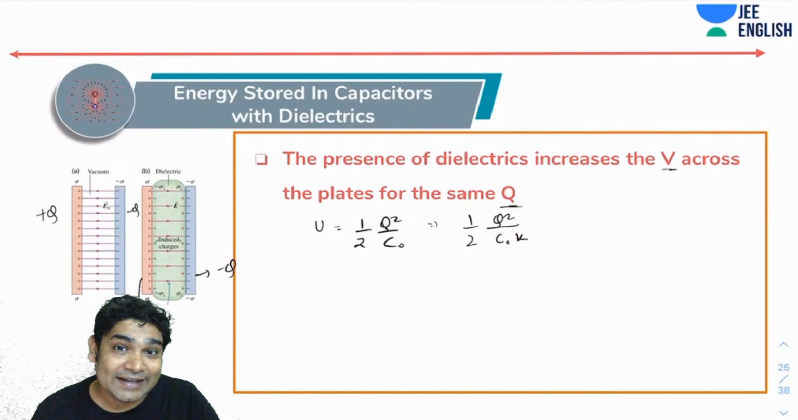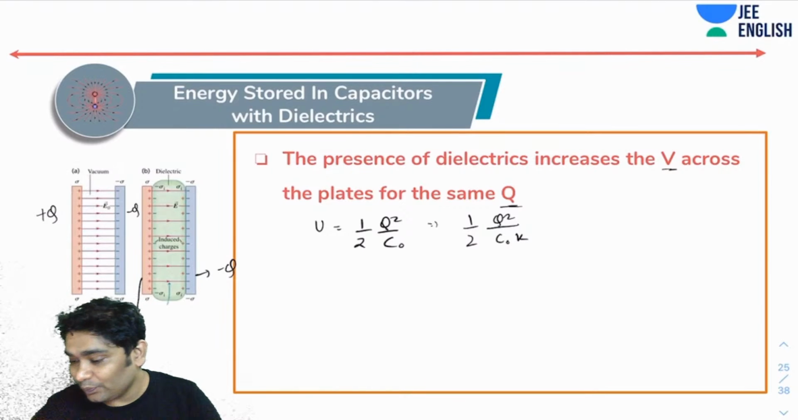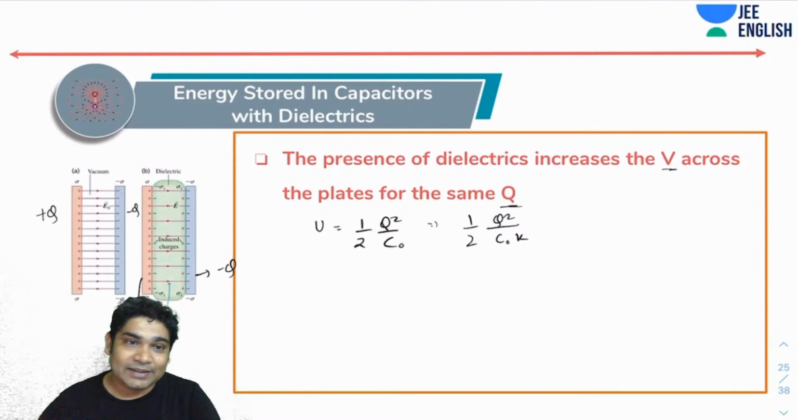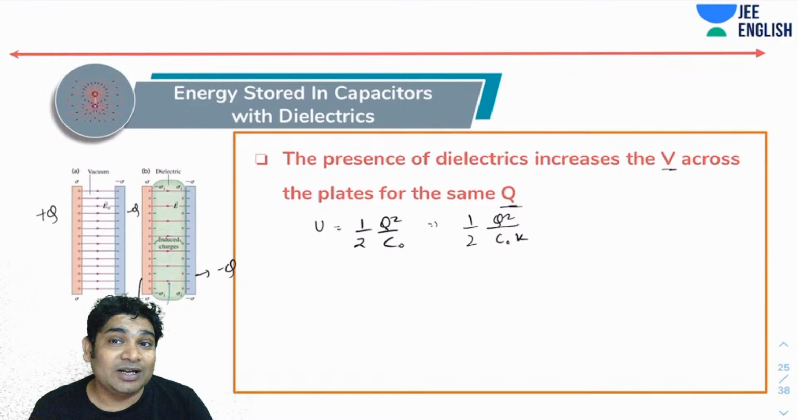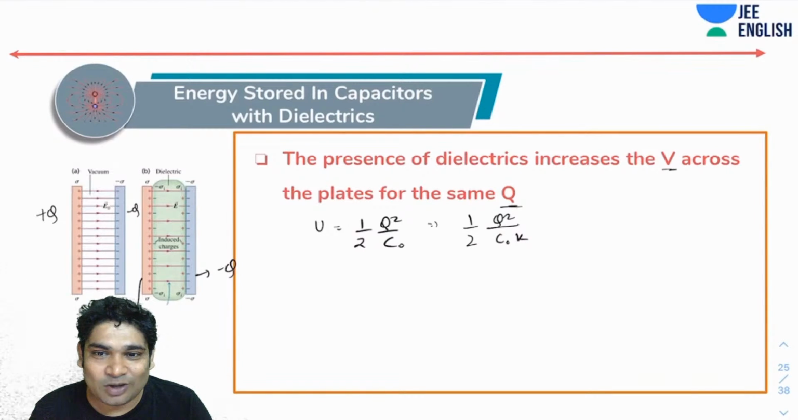Alright, any guesses? So what do you think, DK the prodigy? Where do you think this energy is going? The moment I insert the dielectric, the energy seems to be getting reduced. Earlier, the energy stored was Q square by 2 C naught. Now it becomes Q square by 2 C naught K. Work done. Work done where?